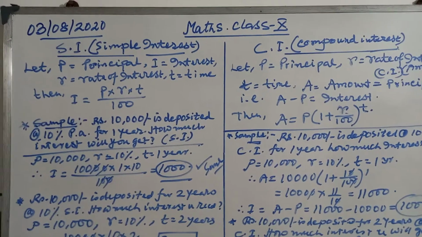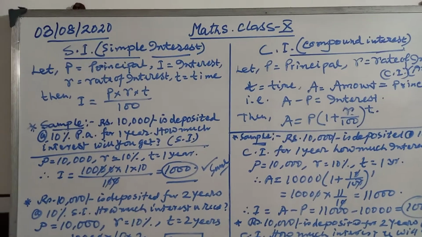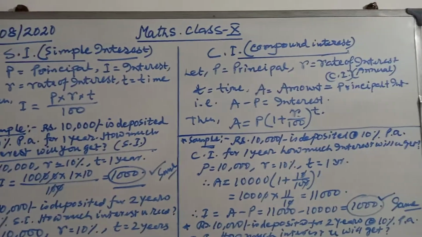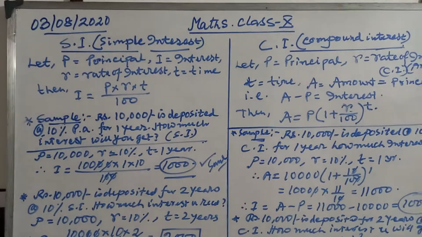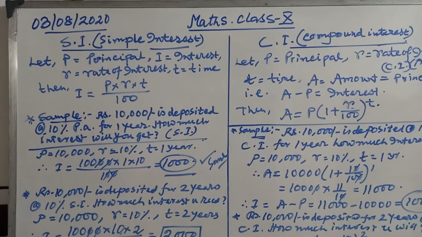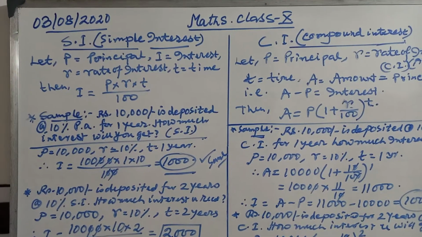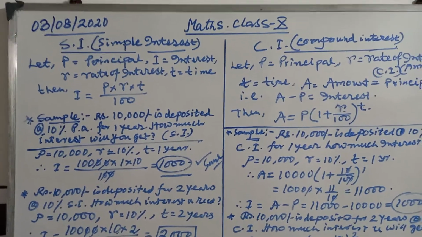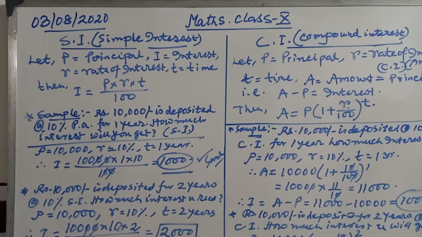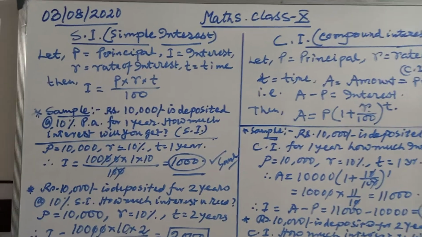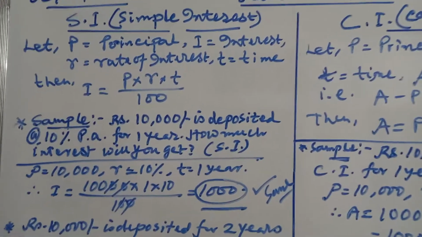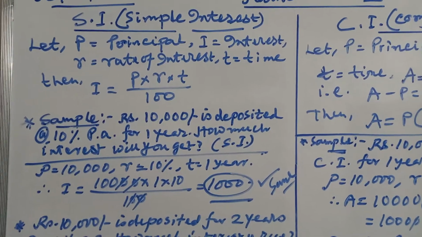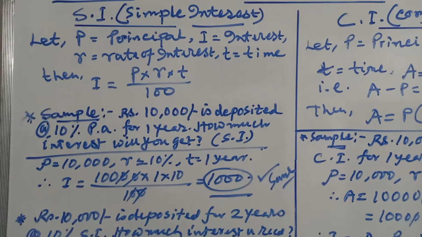I am again sending a video on maths class, that is simple interest and compound interest. At first, I am telling about the simple interest, that is in short form called SI. S for simple, I for interest. Let P equal to principal, I equal to interest, R is equal to rate of interest, T equal to time. Then the formula is I equal to P into R into T by 100.